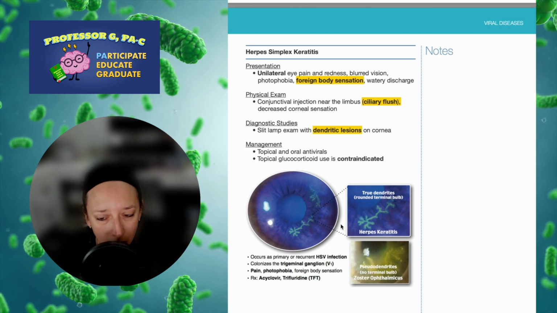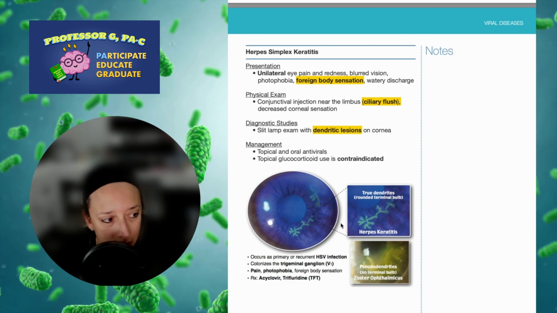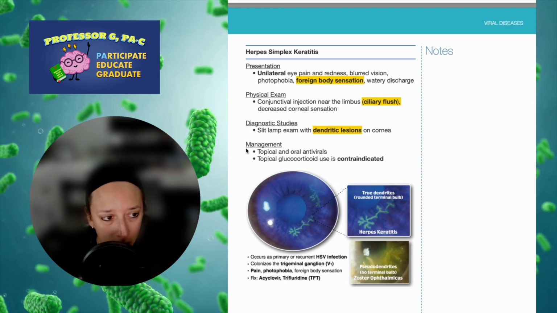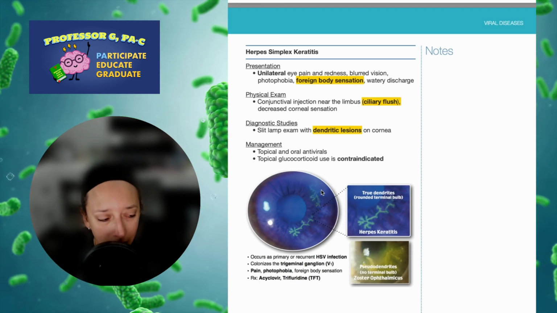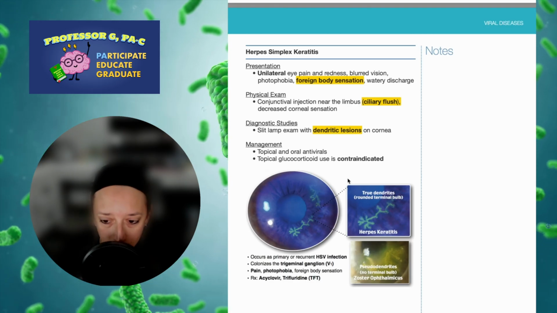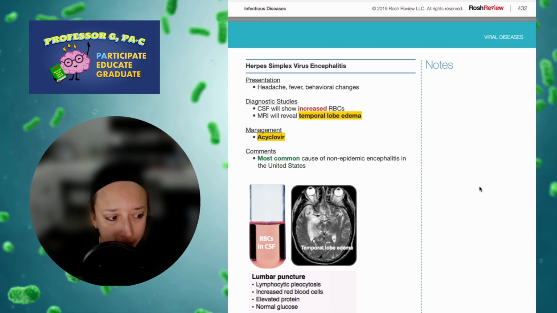Treatment is going to be topical or oral antivirals, but you never want to use topical steroids. And they need to see an ophthalmologist to get that checked out. If you see a lesion on the nose, that's Hutchinson sign, think that it could be in the eye as well. So refer them to ophthalmology.